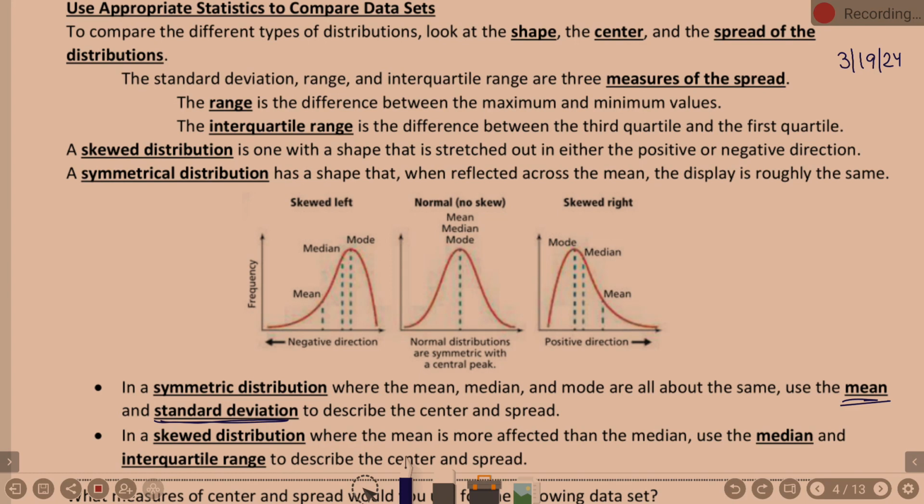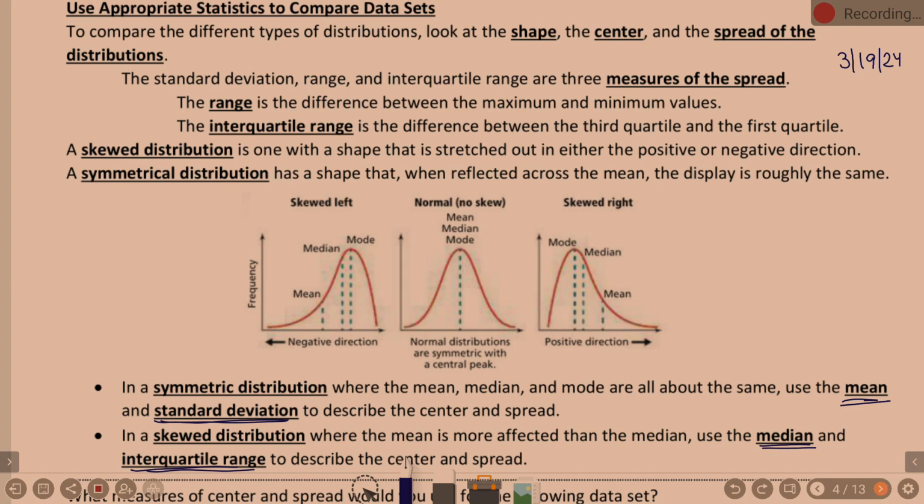If it's a skewed distribution, where you have more values one way or the other than the mean, where the mean is more affected than the median, you're going to use the median and interquartile range. And that's going to be important in what we're doing in the rest of this lesson. You're going to use those 2 pieces to describe the center and the spread. And we're going to practice that in several of our next few examples.